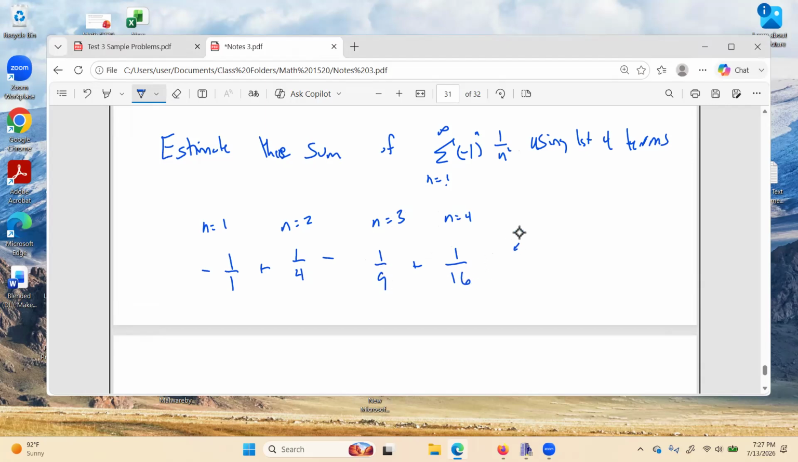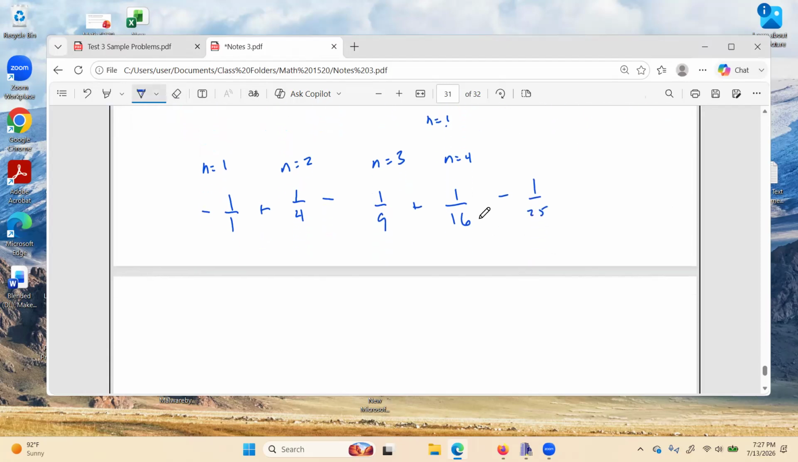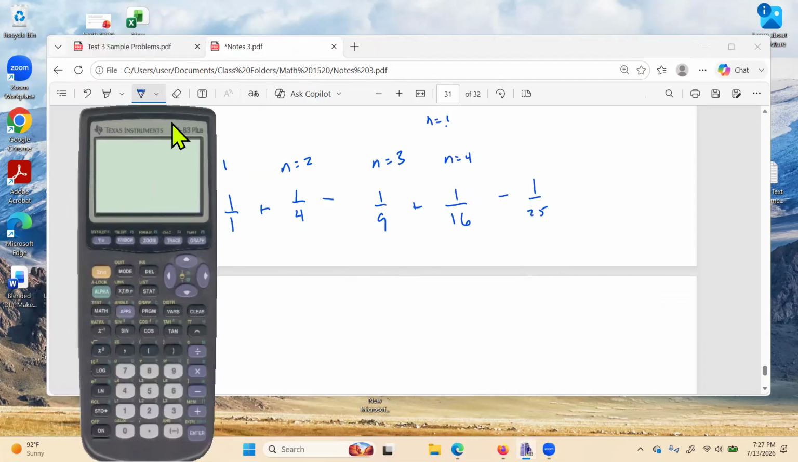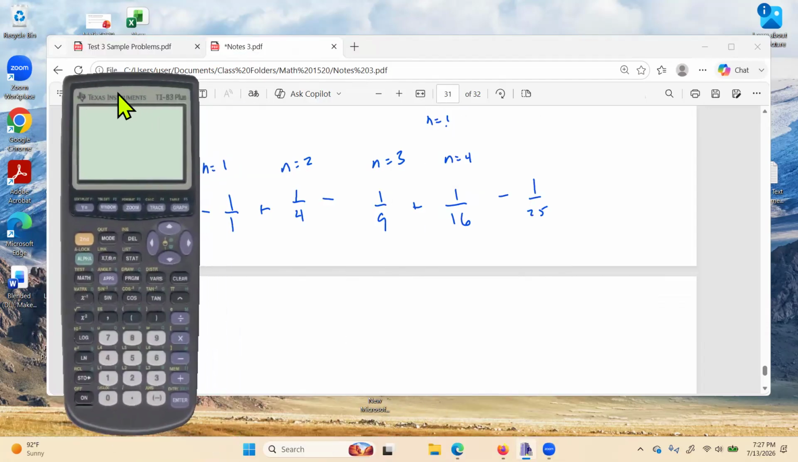I'm going to go ahead and do a fifth term for the sake of being able to do something a little bit later. So we're going to say minus 1 over 25. We're going to stop with the fourth, and we're also going to write out the fifth. And you could do this with fractions, you could do this with decimals, it doesn't really matter.